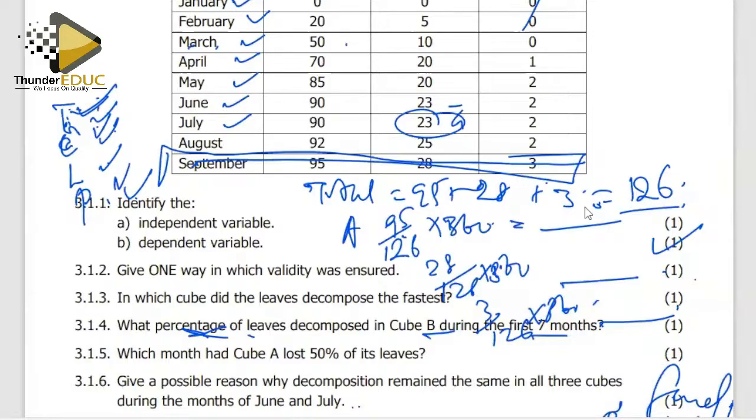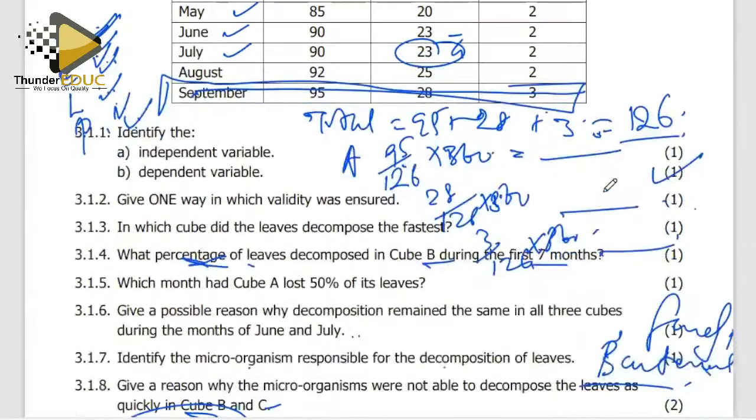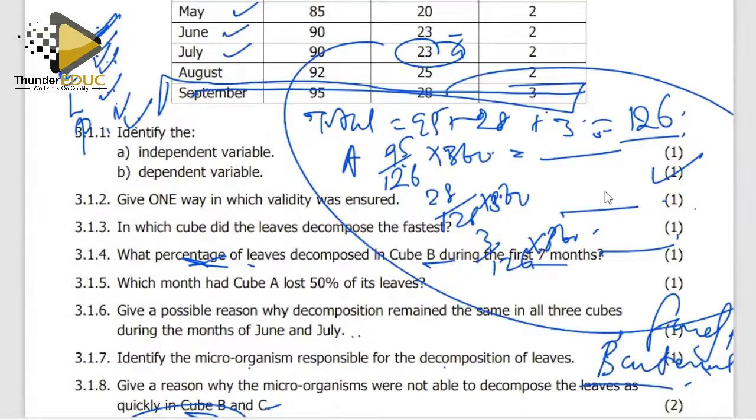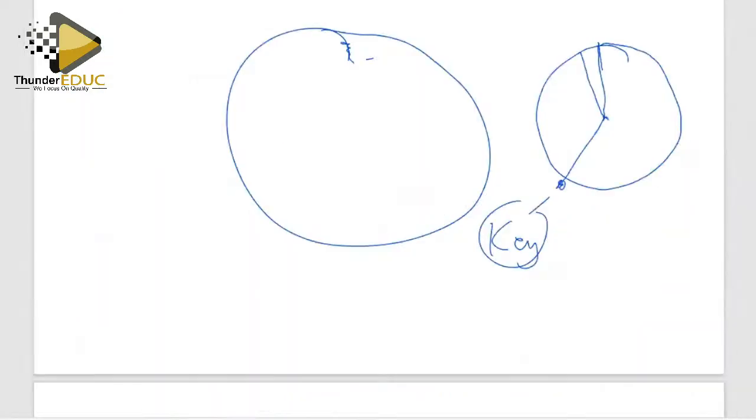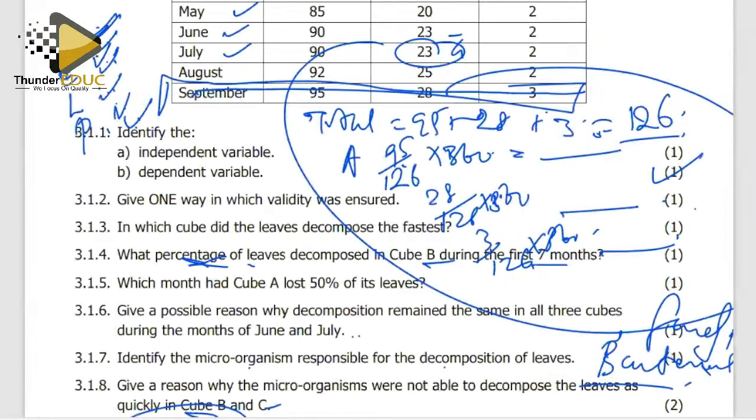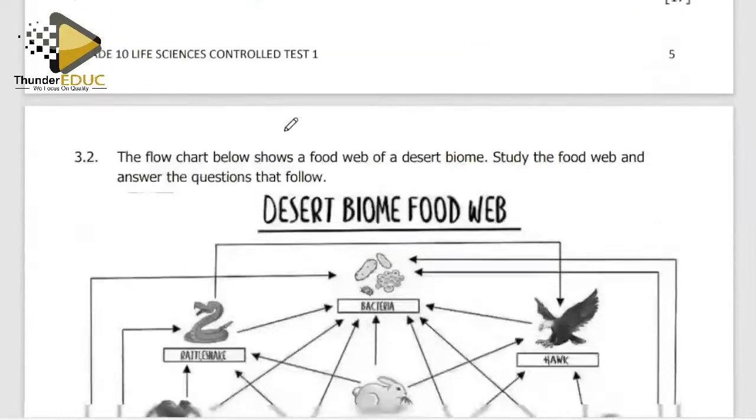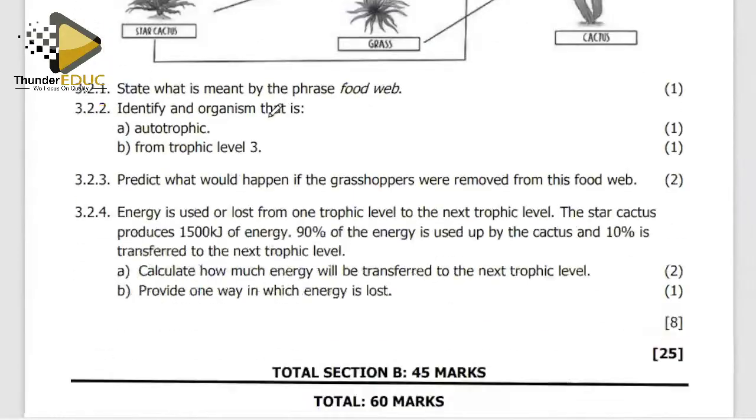1, 2, 3, 4, 5, 6, 7. Yes, 7. This is 1 mark, right? Yes, so you cannot lose these marks as long as you know how to do the calculations and also to draw a pie chart using a protractor. If you don't know, you can go back to our videos. I talked about them and I taught you how to draw a pie chart using a protractor.